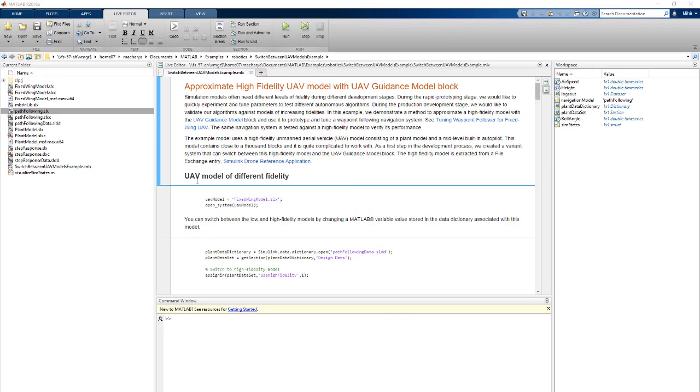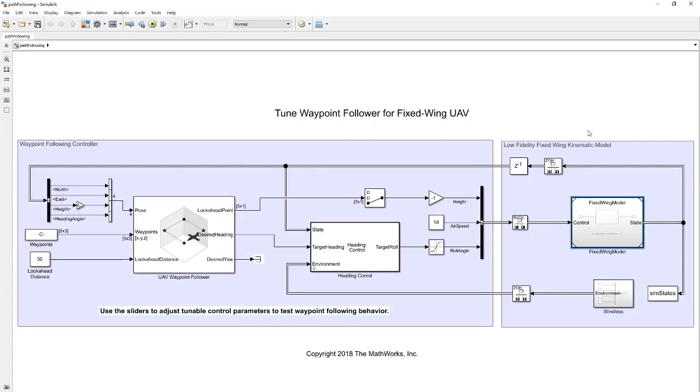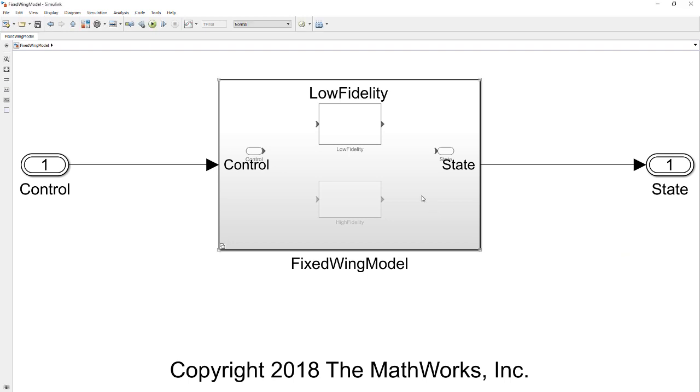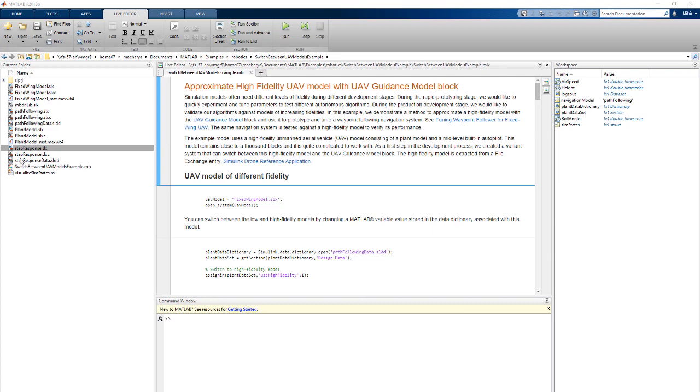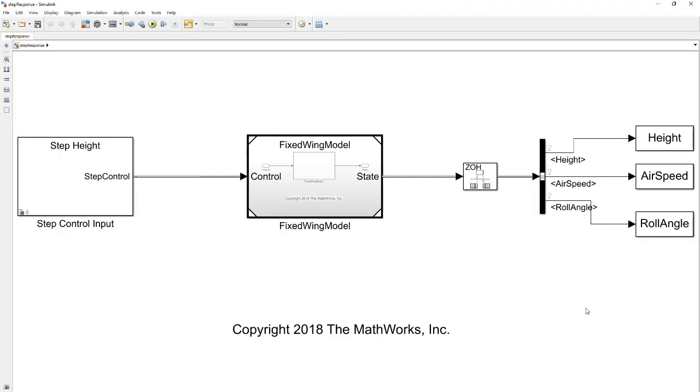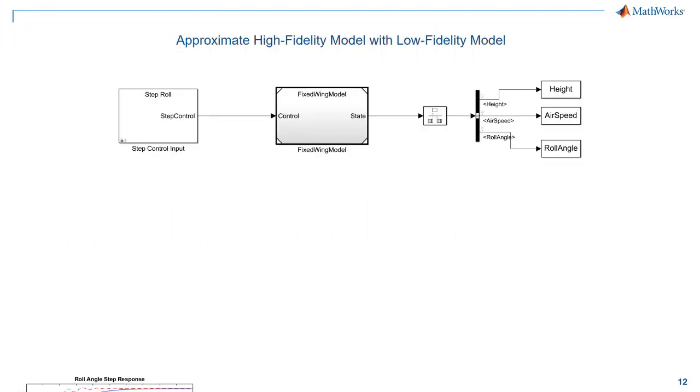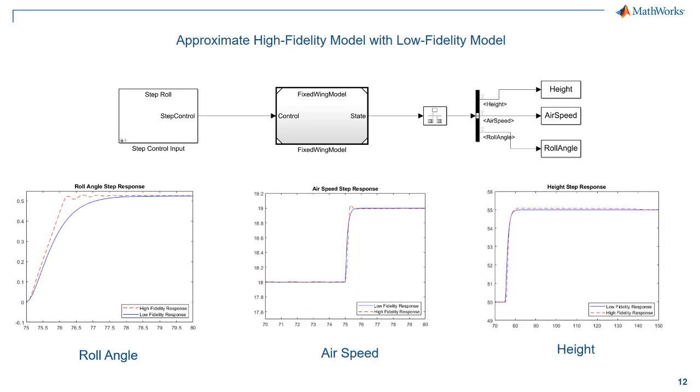The second inbuilt example consists of a plant model and a mid-level autopilot, in which you can switch between high and low fidelity model, approximate the high fidelity model with the low fidelity guidance model, and provide an input step signal to compare the responses for roll angle, airspeed, and height.